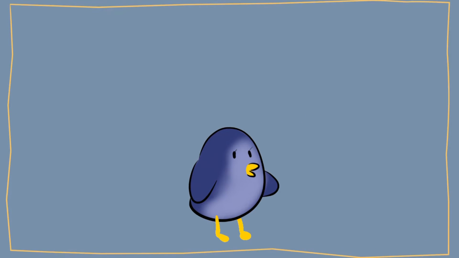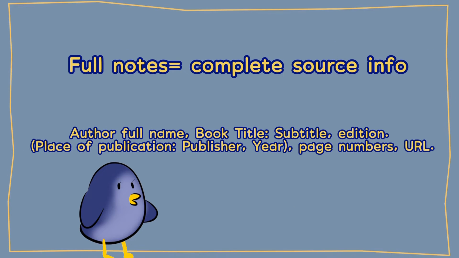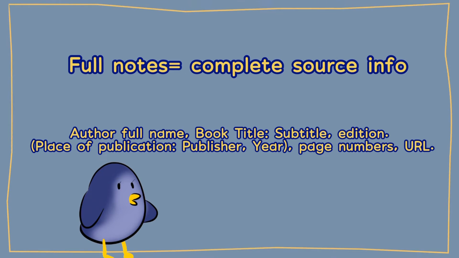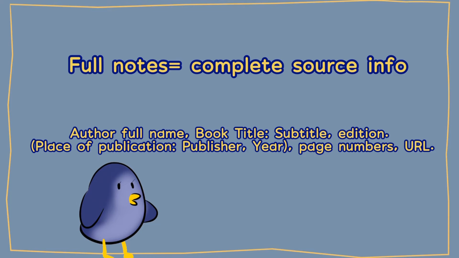There are 2 different types of citation styles for the sources in the endnotes. Endnotes can either contain a full note or a short note. A full note contains complete source info, including the author full name, followed by a comma, the book title, followed by a colon, a subtitle, followed by a comma, an edition, followed by a period, and in parentheses, a place of publication, followed by a colon, a publisher, followed by a comma, and the year. And then after these parentheses, there would be a comma, page numbers that you used, if you used a specific passage, followed by another comma, and then a URL if it's an electronic source, followed by a period.